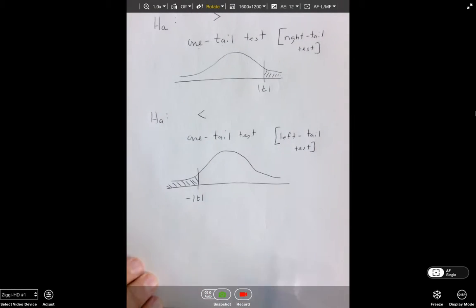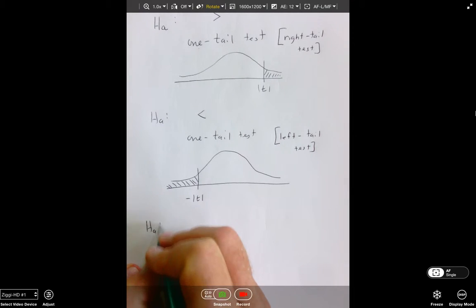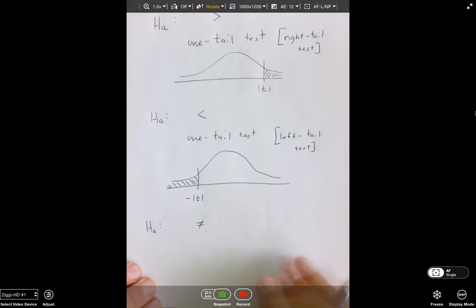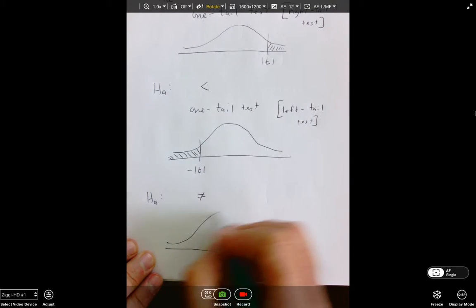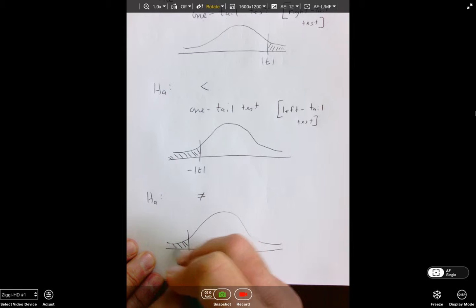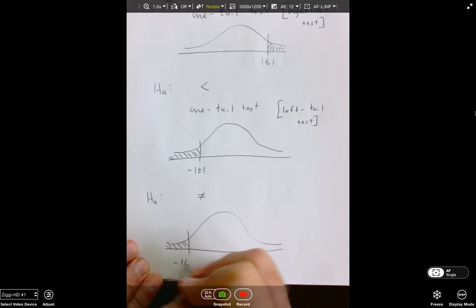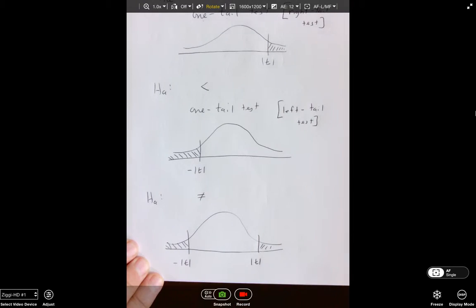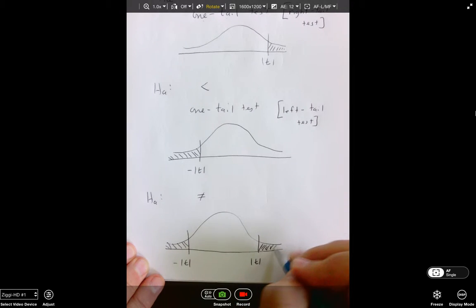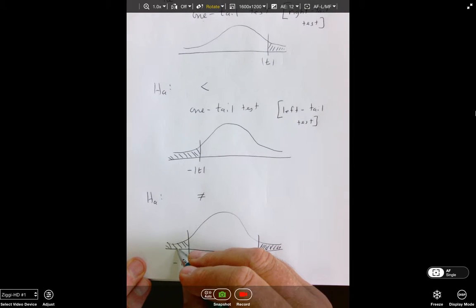Left tail. In an alternative hypothesis where we test not equal to, the calculation of your p-value is in both tails. That tail and that tail. We find one of these and we multiply it by 2 because we have to account for the area in the other tail because we're not doing a directional test.